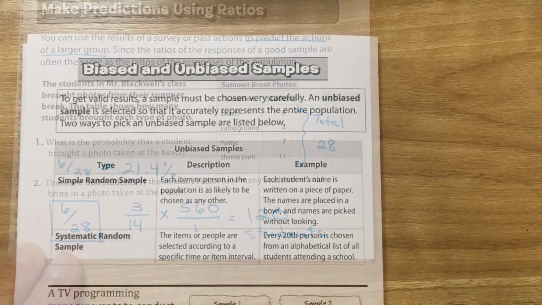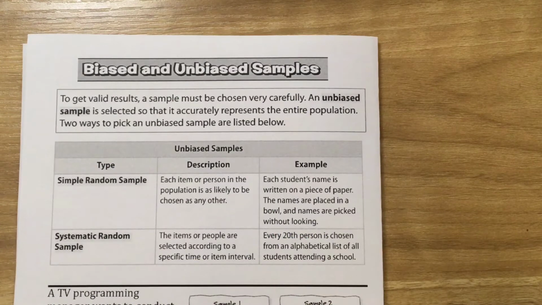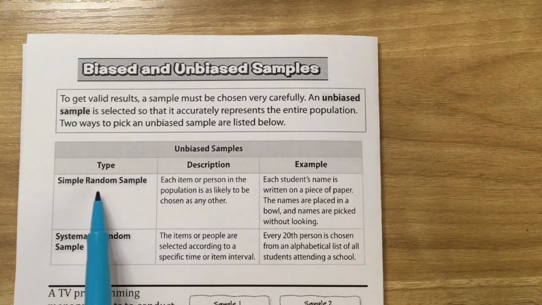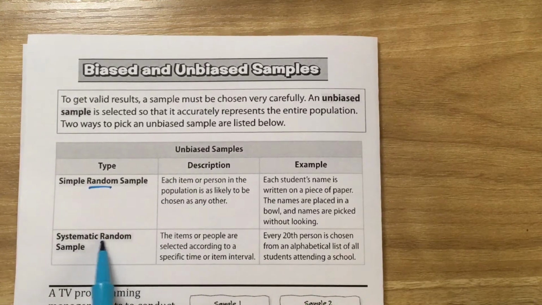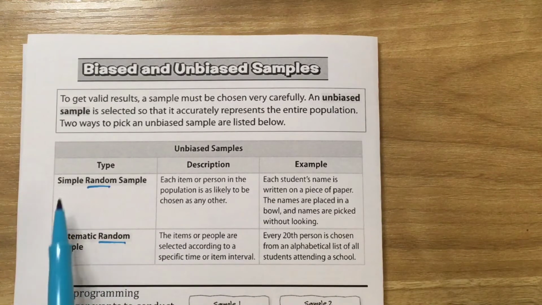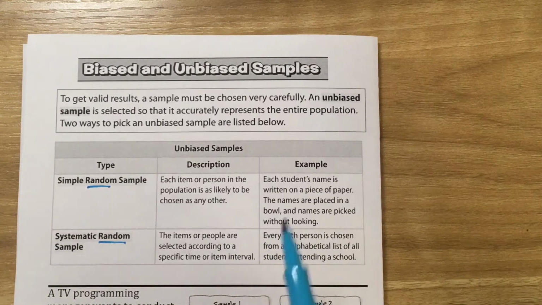So looking at biased and unbiased samples, to get a valid result, a sample must be chosen very carefully. An unbiased sample is selected so that it accurately represents the entire population. Two ways to pick an unbiased sample are listed below. And here's our key word, and this is what you're going to hear in Florida Virtual. We have simple random sample and systematic random sample. They're not going to use simple or systematic. They're just going to tell you it's random.